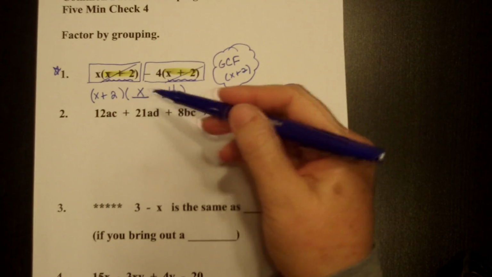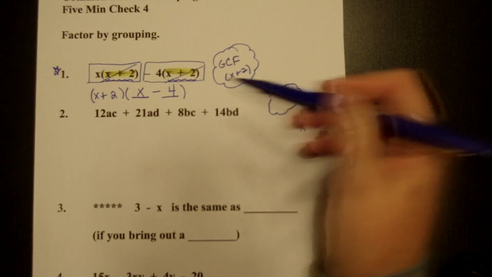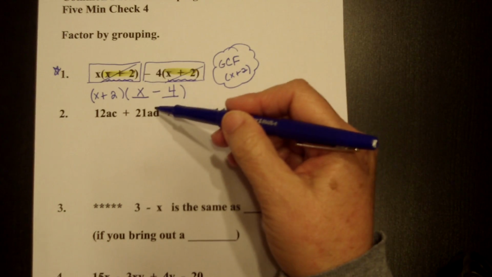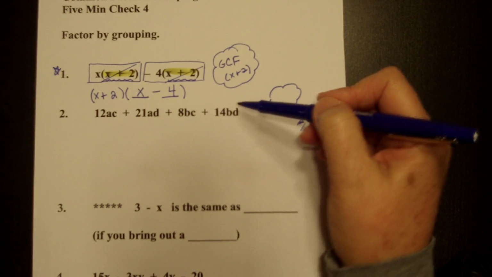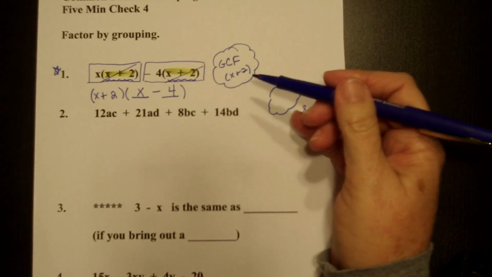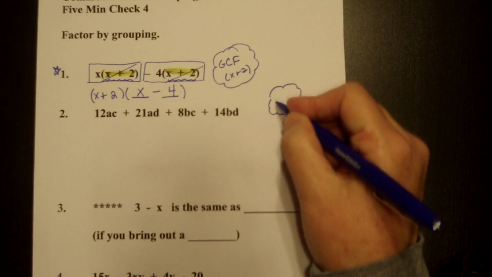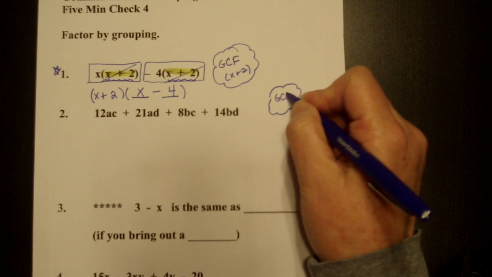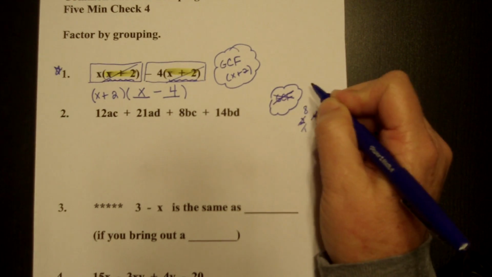So is there an A in every term? No. Is there a C in every term? No. Is there a D in every term? No. What about a B? No. They're in some, but not in all. So we don't have a greatest common factor at this point. So GCF for the first step, we didn't have one.